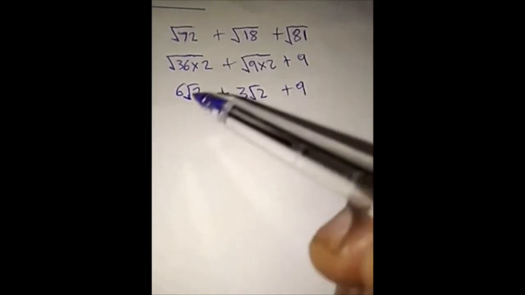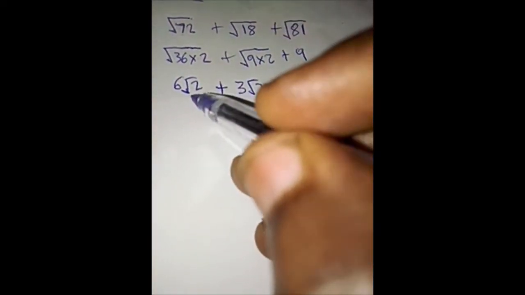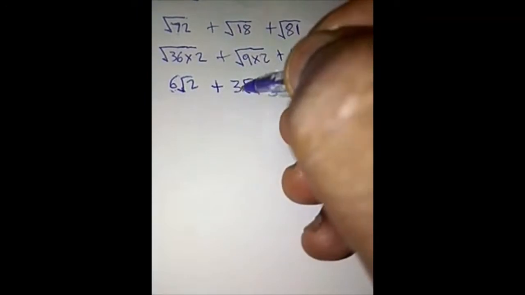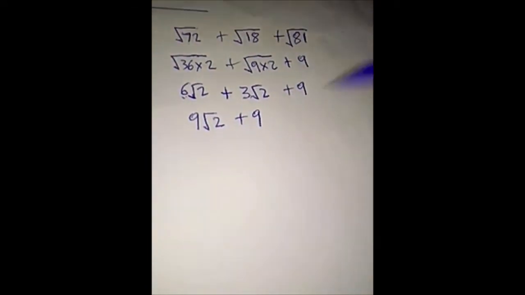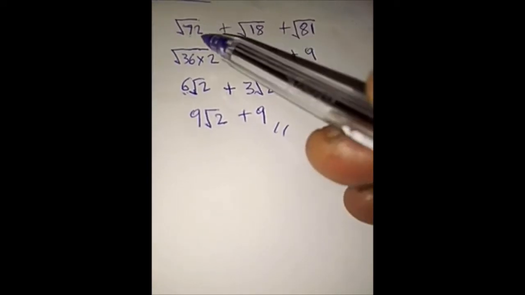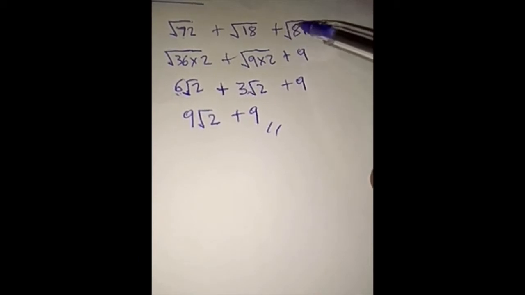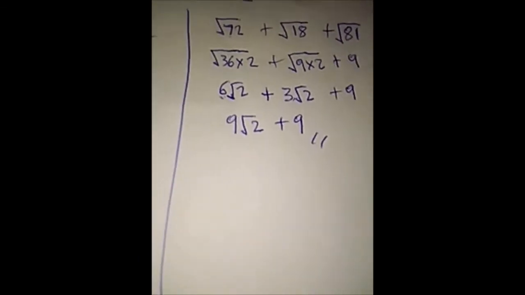Now, I'm having 6 root 2 and 3 root 2. Since the surds over here are the same, I can choose to add the coefficients, which is 6 plus 3, which will make it 9 root 2 plus 9. So this becomes the final answer for root 72 plus root 18 plus root 81.